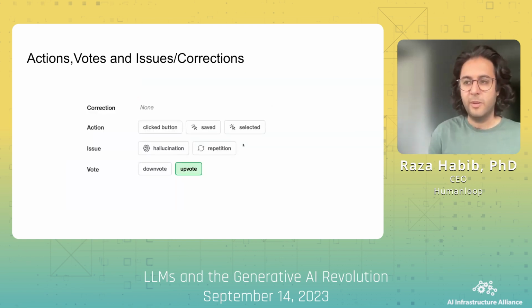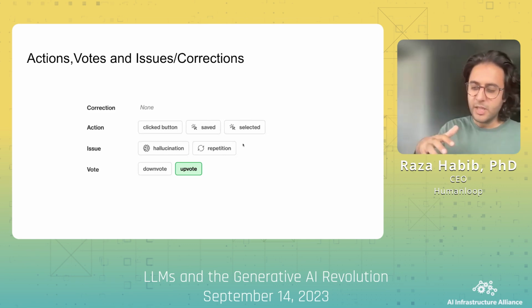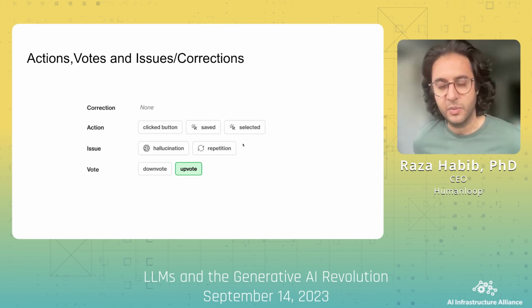And within Humanloop, we help you do this. We tend to chunk this up into actions, issues, votes, and corrections. And corrections would just be if you show generated text to a user and they're able to edit it, you want to capture that edit as well.